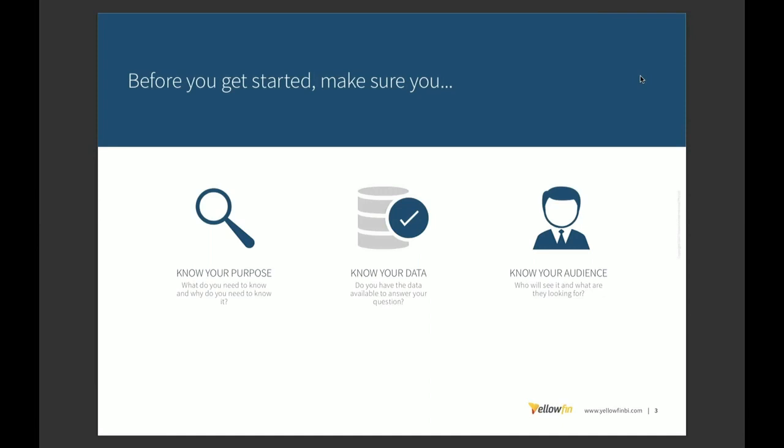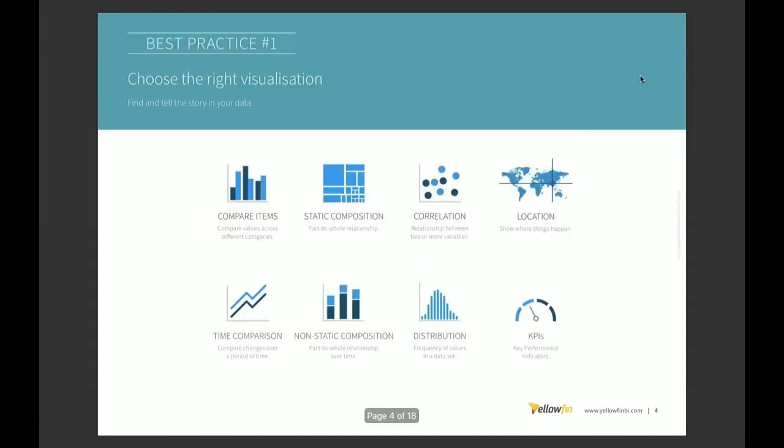This brings us to our first best practice: choose the right visualization. If you know your purpose, your data, and your audience, you can easily pick the perfect visual. Start with thinking about your purpose. Do you need to compare different metrics? Does that comparison need to be over time or comparing the whole? Or are you looking at the relationship between metrics or frequency? Or maybe location is a big focus, or you need a report on KPIs.